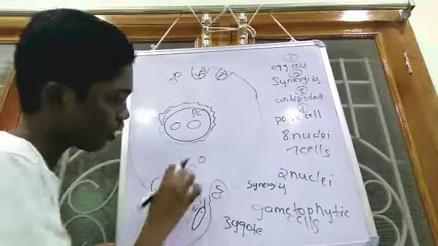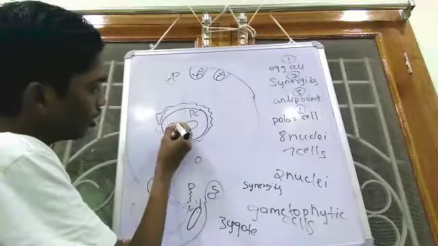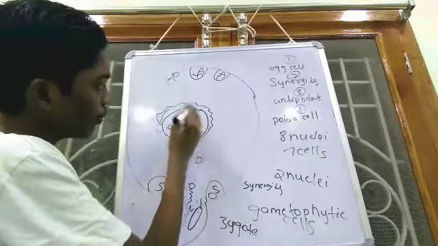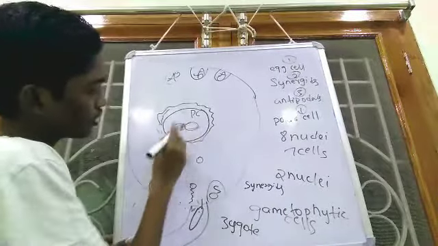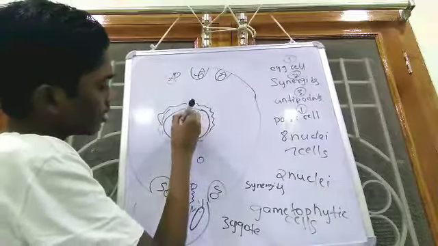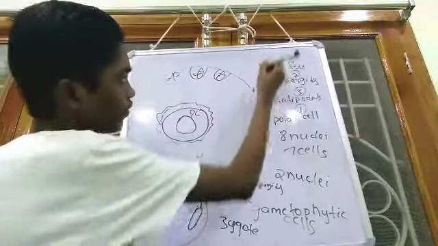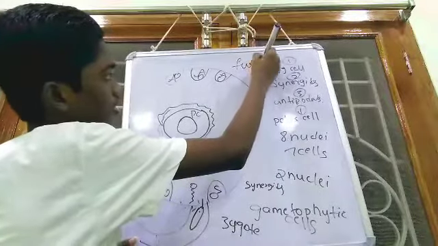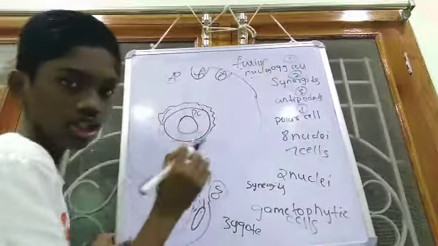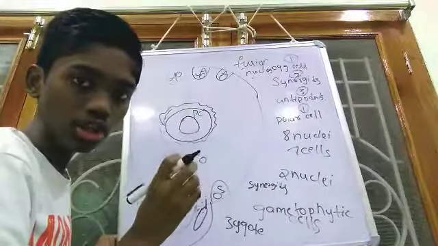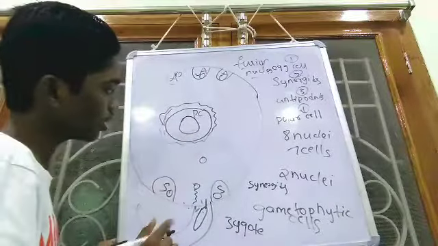So next, what about the remaining nucleus? If you observe, there are 2 nuclei in the polar cell. These 2 nuclei fuse to form a big single nucleus, and this nucleus is called the fusion nucleus, because both nuclei are fused to form a single fusion nucleus.